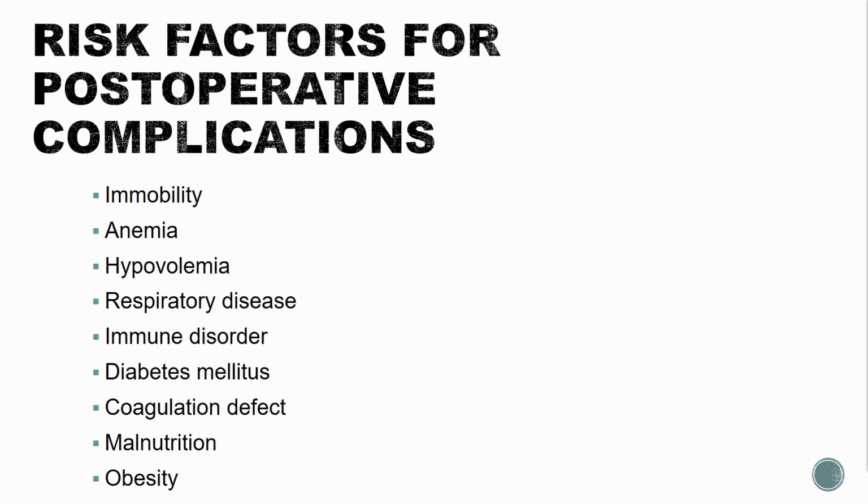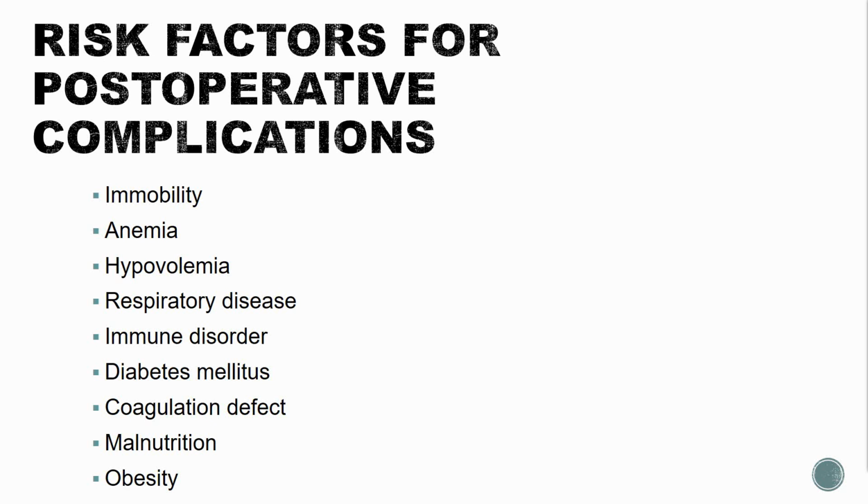So these are some of the risk factors for postoperative complications. If a patient has any of these issues prior to surgery, there are specific things we want to watch out for in the postoperative period. A patient with any degree of immobility is at higher risk for respiratory compromise, thrombophlebitis, and pressure ulcers. Anemia can lead to decreased oxygenation and poor wound healing. If a patient has hypovolemia, then we can easily see decreased cardiac output and decreased tissue perfusion.